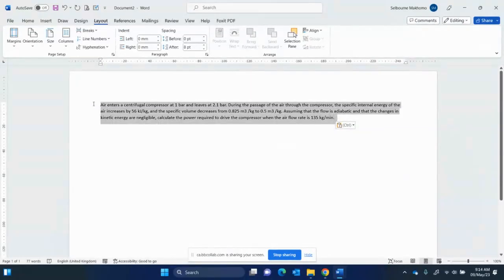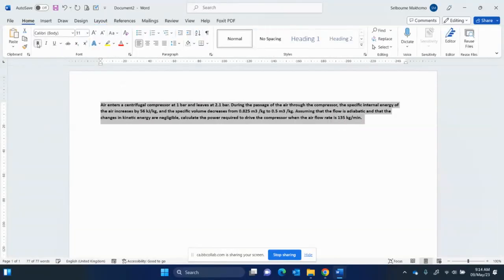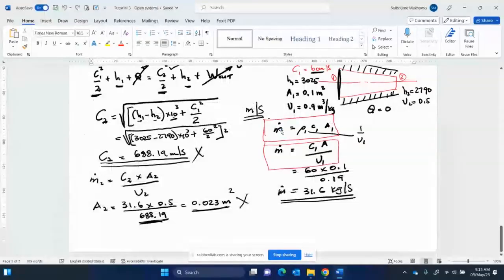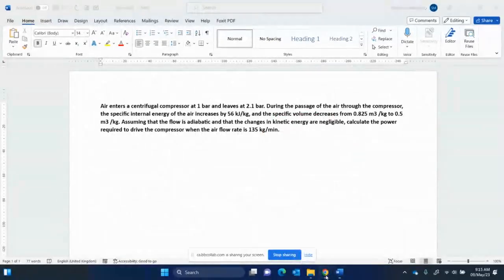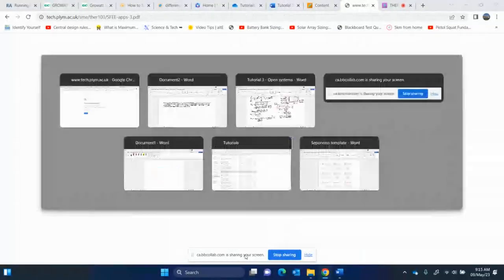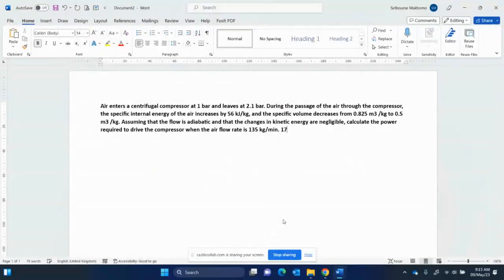So this is question 11. I'm actually using a very old tutorial that doesn't have question 11, so this is a compressor question from your tutorial. I forgot the answer. The answer there is 176. Anyway, we know the answer: 176 kilowatt.